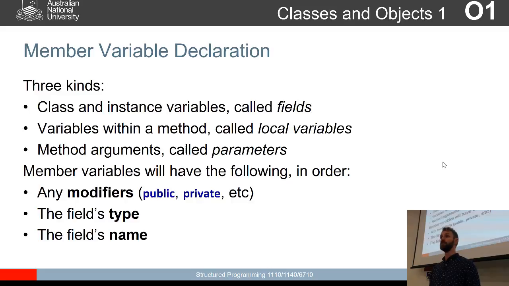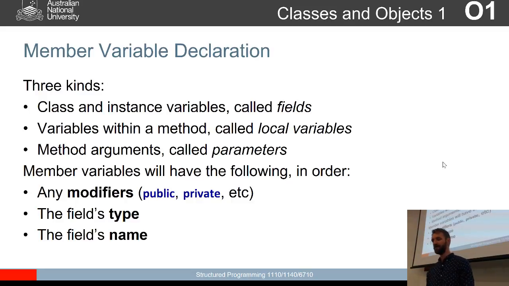The other kinds of variables that you can have, we've encountered already. So local variables, where you just define them in line in the code somewhere inside a method, and the method arguments themselves, or the parameters. So these are the three different kinds of variables. We've just introduced a new kind, which is these class and instance variables.